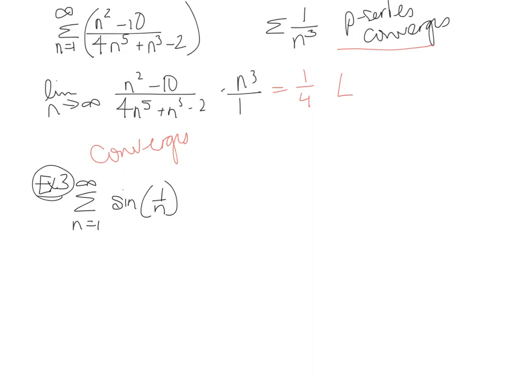This third example is a little bit trickier. It is the sine of 1 over n. This one, we are also going to use the limit comparison test. We are going to compare it to 1 over n, with n equals 1 to infinity. Now, this one has a special name. If you've not learned it already, this is actually called the harmonic series.